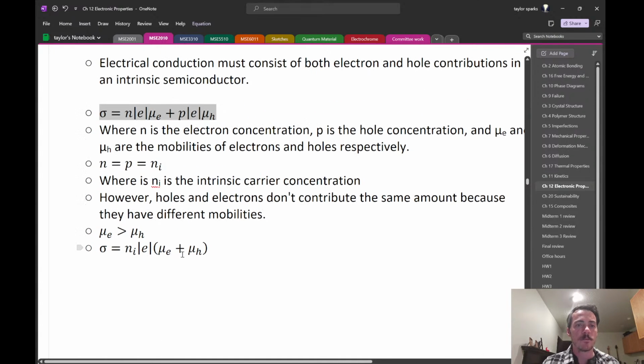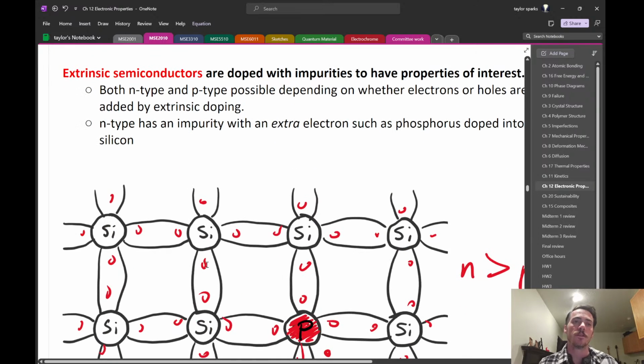So sometimes they'll write these two things combined, where we know that N equals P equals Ni. Therefore, you can rewrite this equation as just that, where you're adding up the mobilities. That's also possible to do. But that's very different than extrinsic semiconductors.